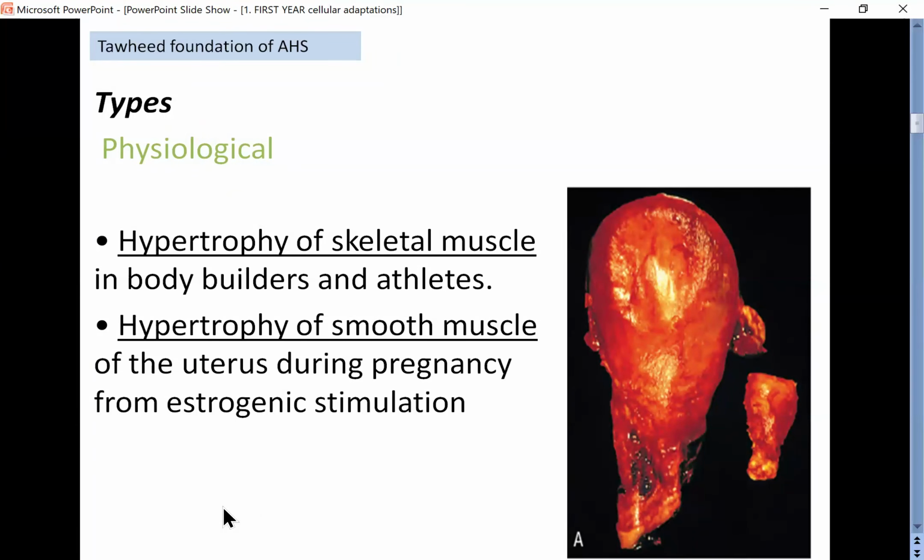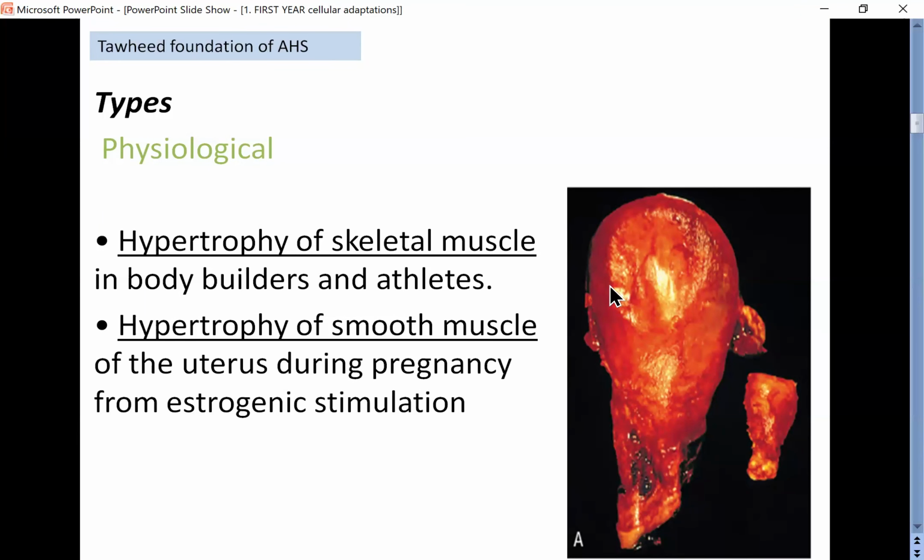The second example is hypertrophy of smooth muscle of the uterus during pregnancy. During pregnancy, we all know that the size of the uterus becomes large. In this picture, on the left side is the uterus of a pregnant woman, and this is the uterus of a normal woman. See the size change. You can see hypertrophy in the smooth muscle of the uterus. Hypertrophy means increase in the size.